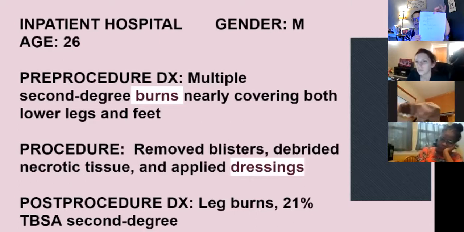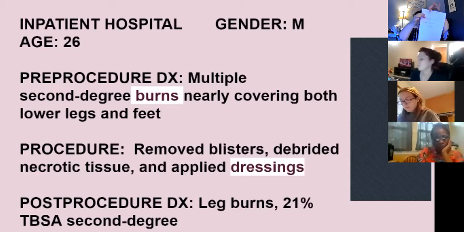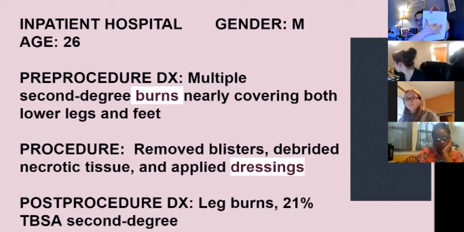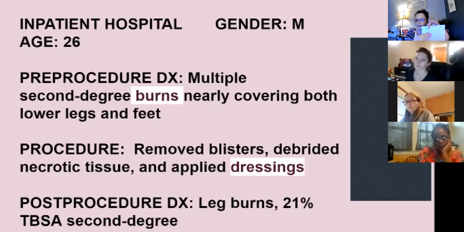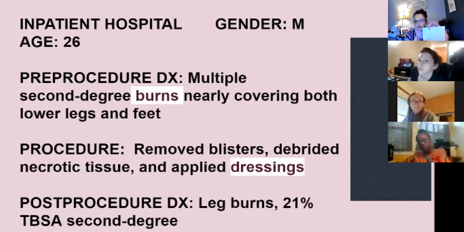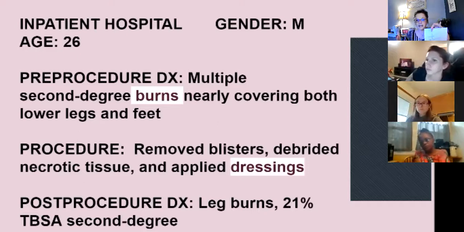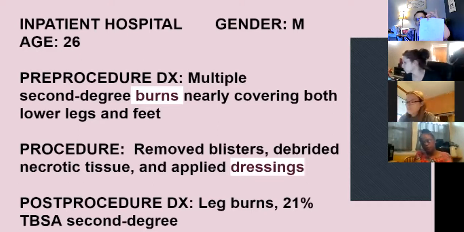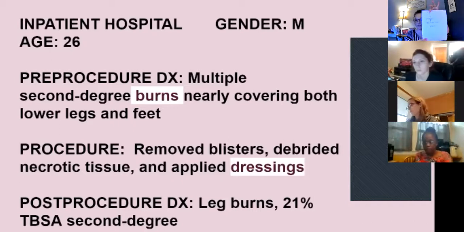This is the way you would look it up in the index. You would go burns, dressing, and then it gives you those choices. But even if you went burns and debrided tissue, it would still give you this code. It just gives you a lot of codes. It gives you more to look at. But I wanted to show you guys that this is how you would do it. This is how I mapped it to do it from the back, in case you want to go back later and look it up that way.